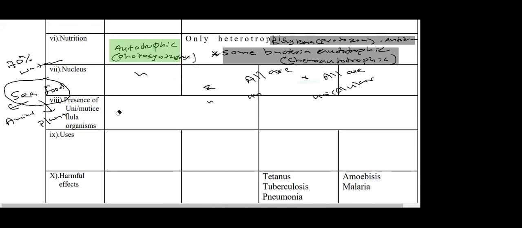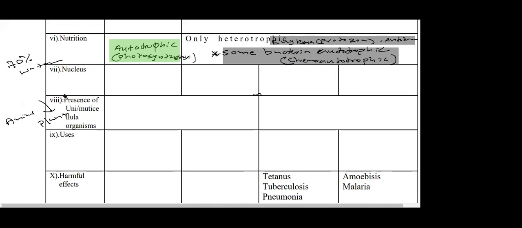Nucleus, present to absent, you had to write. I'll complete that again. Nucleus, I'll put a right tick across. Algae, nucleus present. Nucleus present, therefore you can write here present, and they are eukaryotic. Nucleus present and eukaryotic. Therefore eukaryotic.